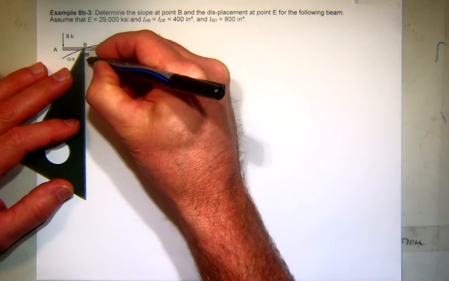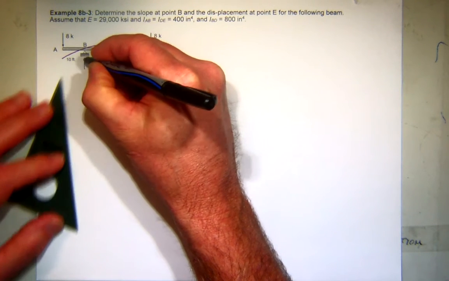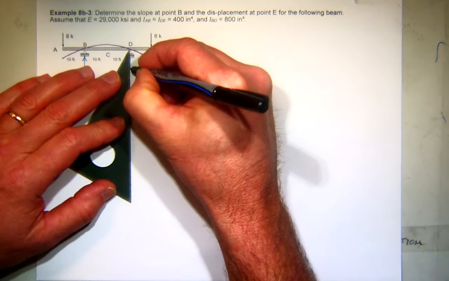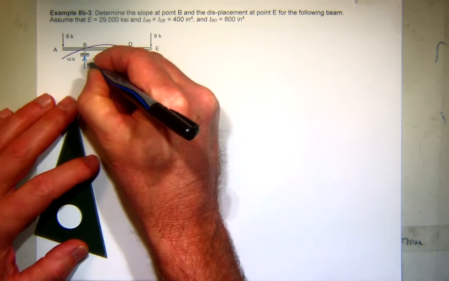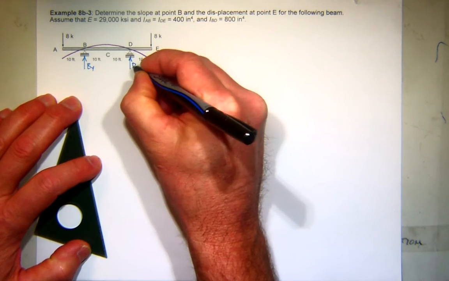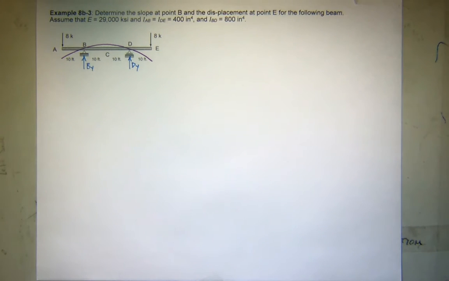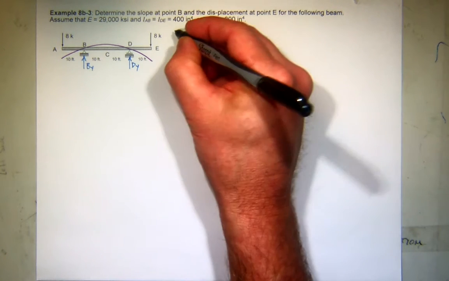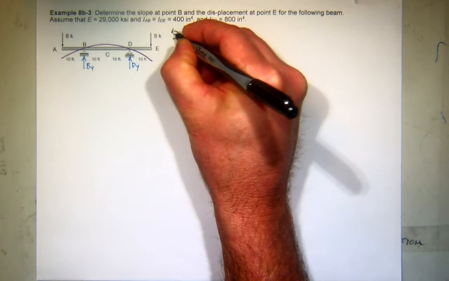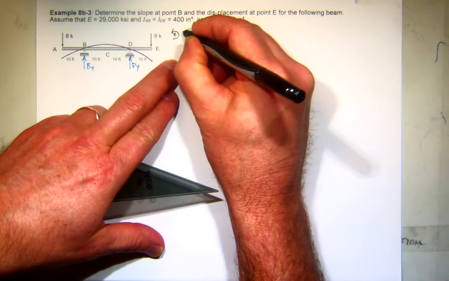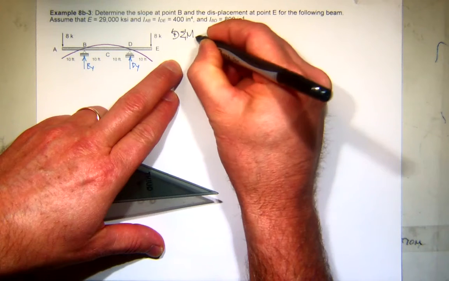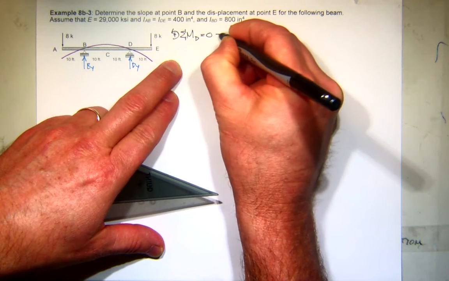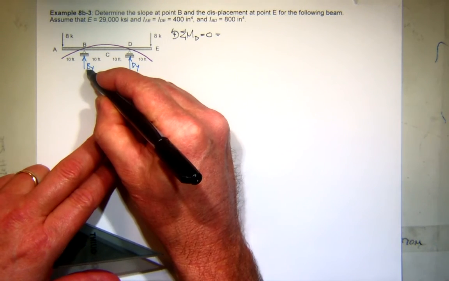At B, I'm going to assume that I have a reaction that's up, and a reaction at D that's also up. I'm going to need to find those to draw my shear diagram and my moment diagram. So I'm going to come over here to the right-hand side and find those values. Initially, I'm going to sum the moments at D to make sure it's in equilibrium. So by summing at D, I should be able to find By.